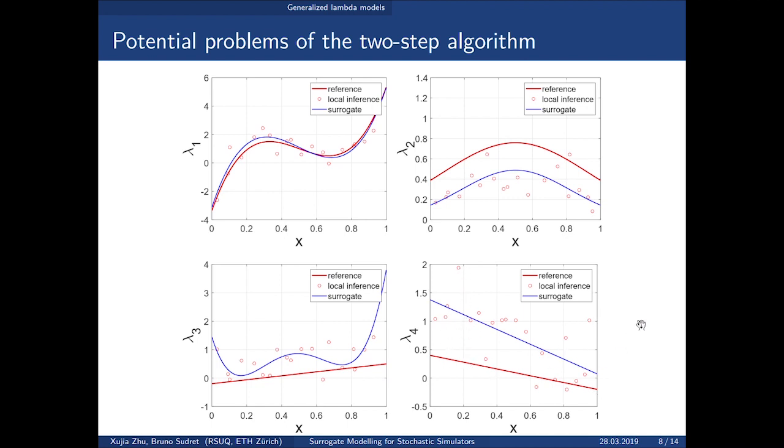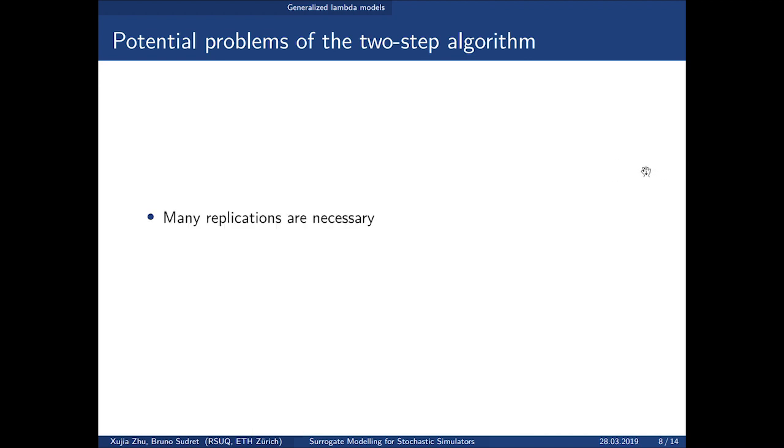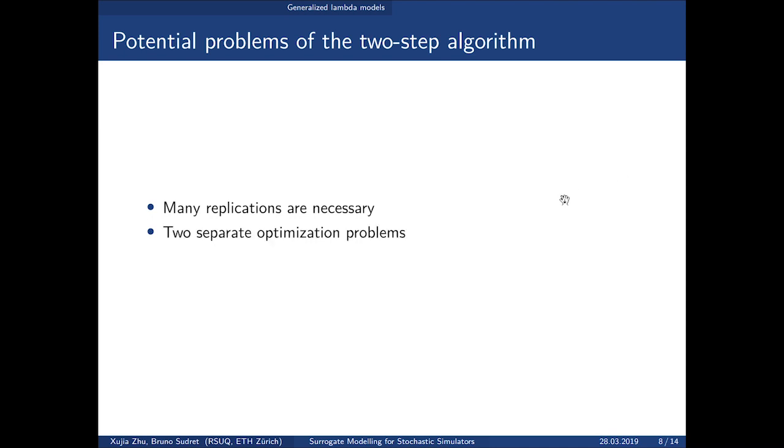The inaccurate local inference results in a very poor performance of the surrogate in the second step. Consequently, to have a very good surrogate quality, the two-step algorithm requires a lot of replications. The problem actually comes from the fact that the two-step algorithm solves 2 separate optimization problems. The first one only takes the replicates into account for local inference, and the second optimization problem only uses the result of the first step and the points of the experimental design. Consequently, all the available data are never used in the same place.